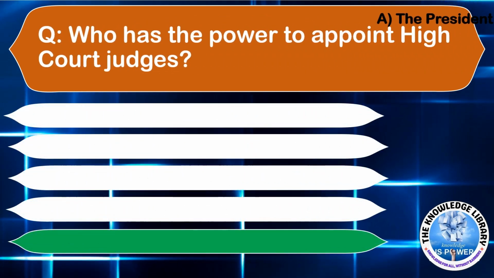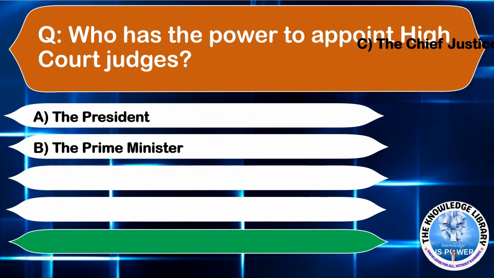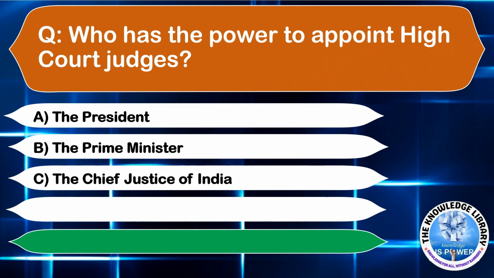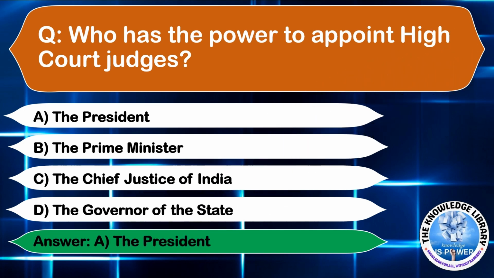The next question is, who has the power to appoint high court judges? Option A, the President, option B, the Prime Minister, option C, the Chief Justice of India, option D, the Governor of the state. Correct answer is option A, the President.